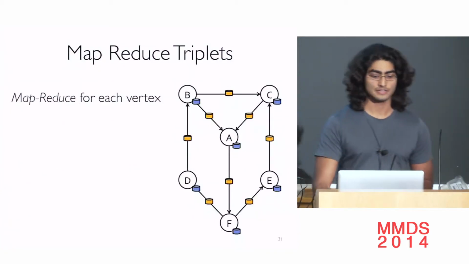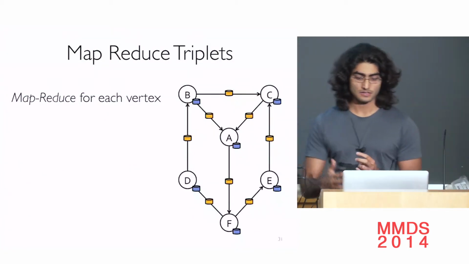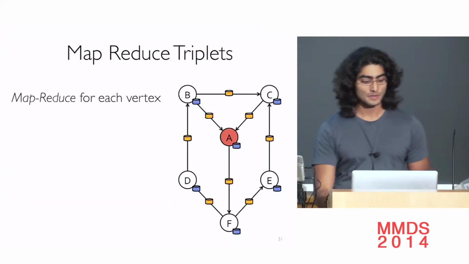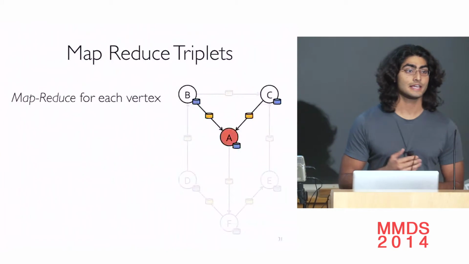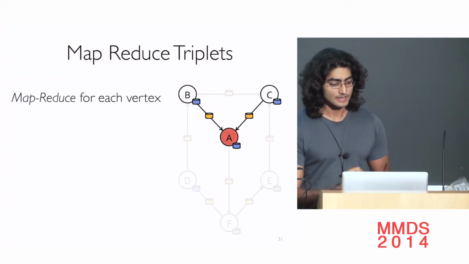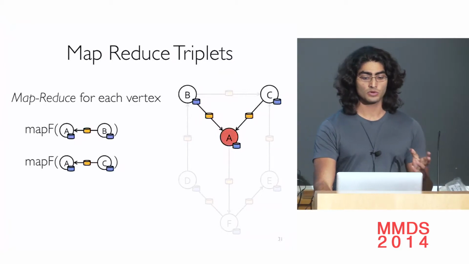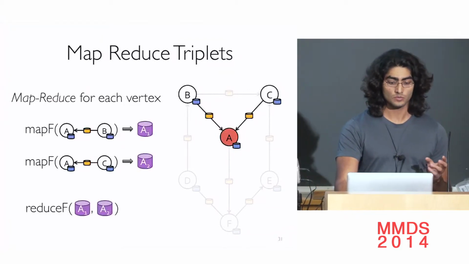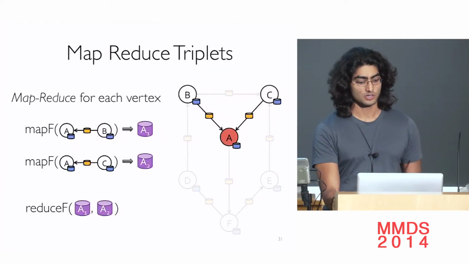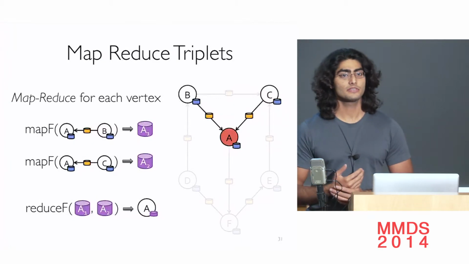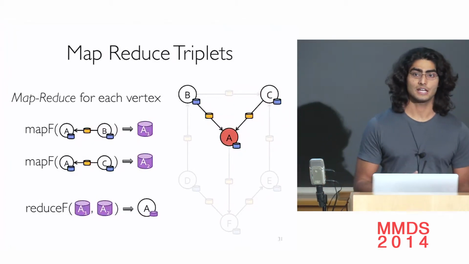Here's an example of how this actually works. Suppose we're looking at the neighborhood of vertex A. We might look at just the in edges, for example, or we could look at out edges or both. But the point is that here the map function would run on these triplets and produce some intermediate results. And the reduce function would sum the results of the map function, which yields a new value for A. And the idea is that this primitive can express a large variety of graph algorithms.